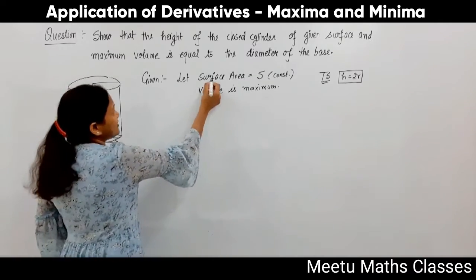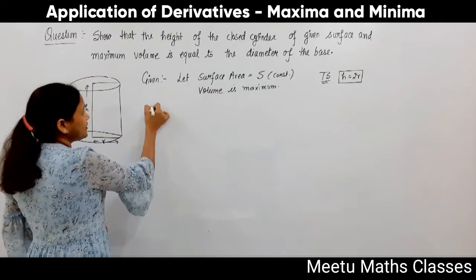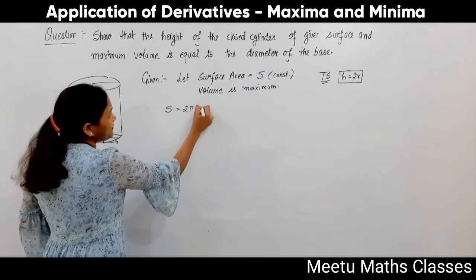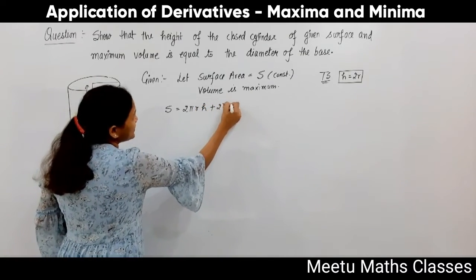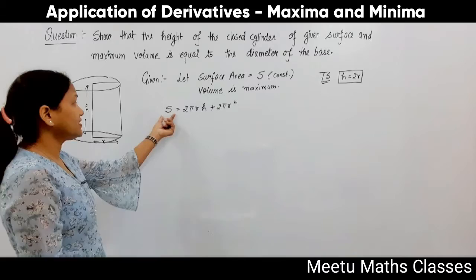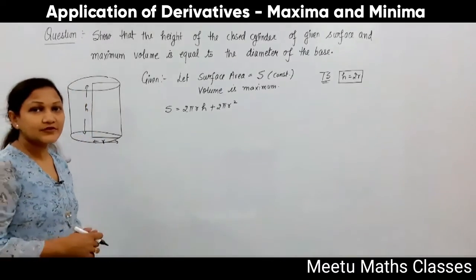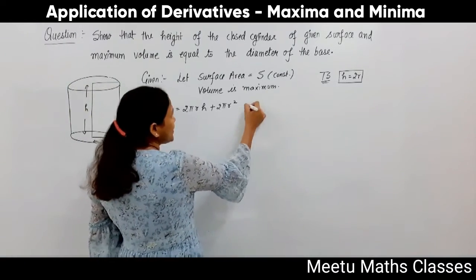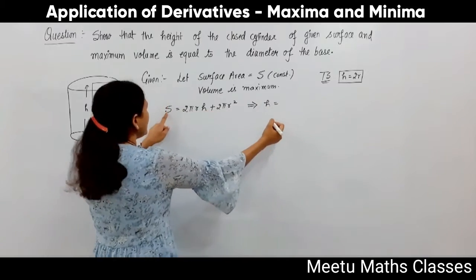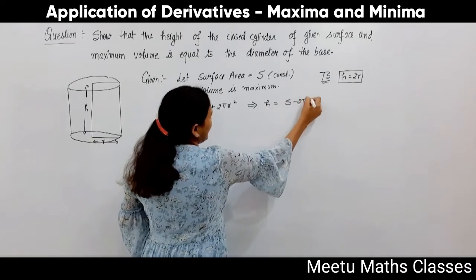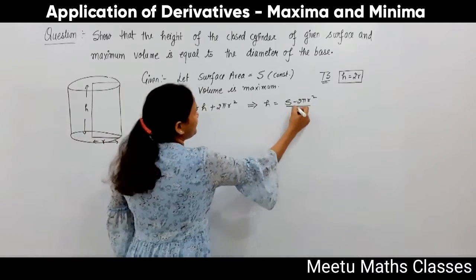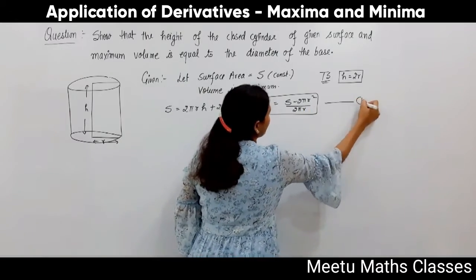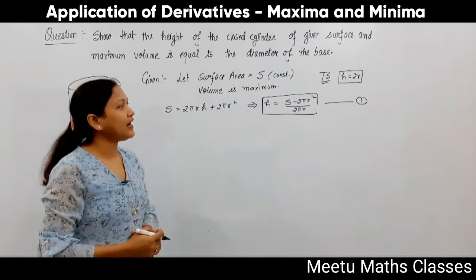So let us consider this surface area function first. Since the surface area is S, S will be equal to 2 pi r h plus 2 pi r square. Since S is a constant and r and h are two variables introduced, we can write the value of one variable in terms of the second variable. So h can be written as S minus 2 pi r square, and then you can divide by 2 pi r. So let us take h is equal to this. h can be written in terms of r now.